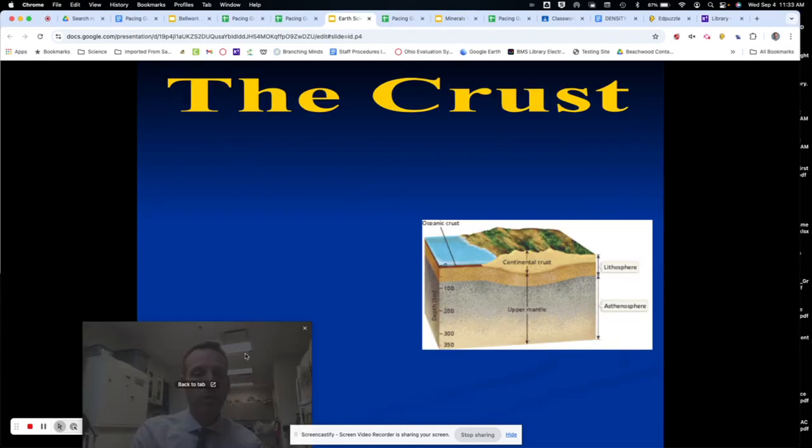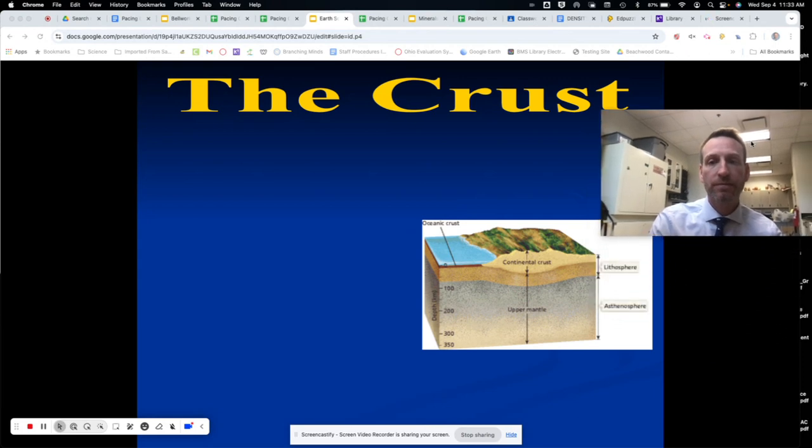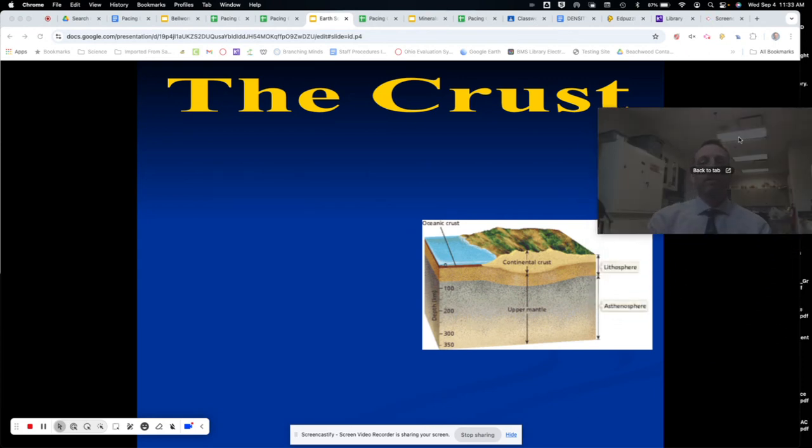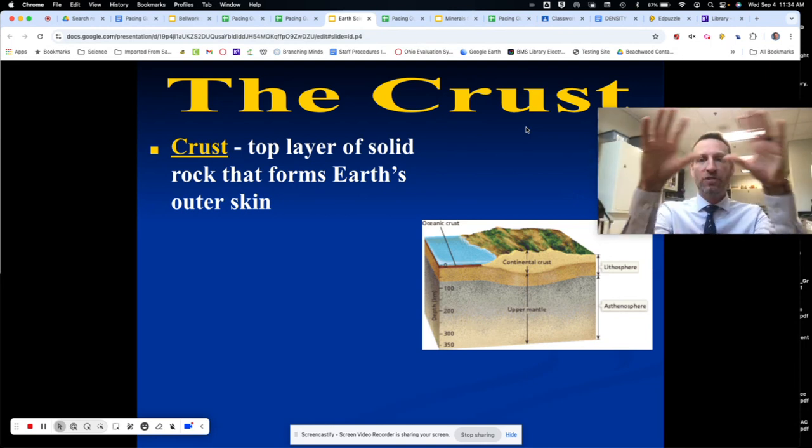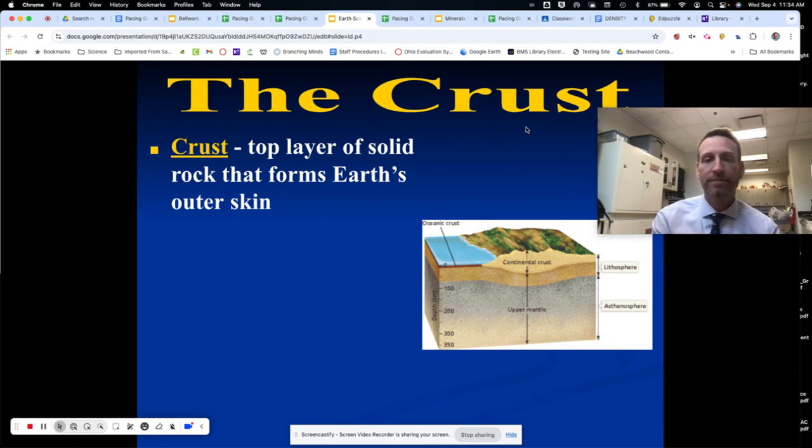Okay, so let's go through one layer here, the crust. The crust is the top, outermost layer. It's made of rock, and it's the outer skin of the Earth, the shell of the Earth. The scientist in the Birth of the Earth video referred to it as like a scab, the scabbing over as the Earth cooled. The outside cooled first because it was in contact with the freezing cold vacuum of space. And so that crust formed first, and it's rock.